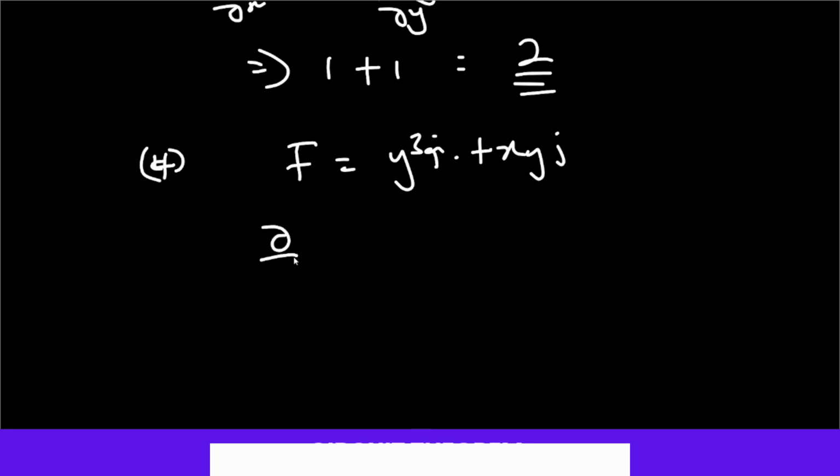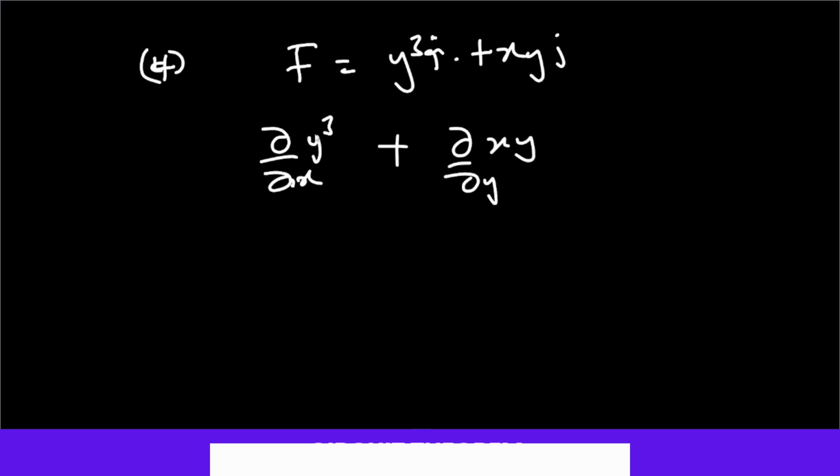Let's take another example. So let's say example 4. We have the function f equal to y cube i plus xy j, right? So here, with respect to x, we have the result y cube there, right? Plus with respect to the y plane, we're going to get the partial on y, and the result is xy, okay.